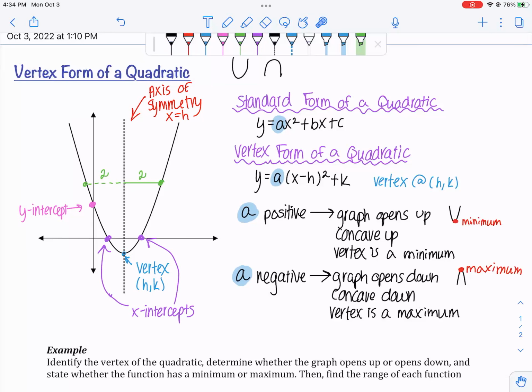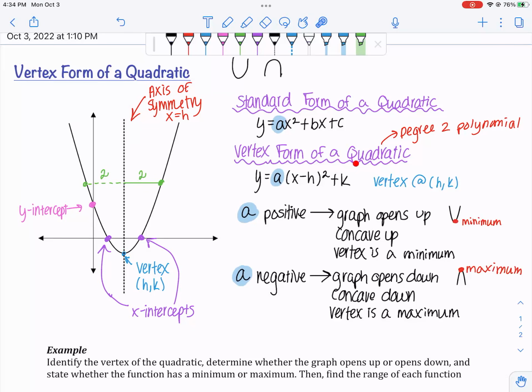We're going to break it all down, but I want to review what we just talked about. This right here is the vertex form of a quadratic. A quadratic is a degree 2 polynomial. The shape that a quadratic makes is called a parabola. Sometimes we use the words parabola and quadratic interchangeably, but they are technically different words.